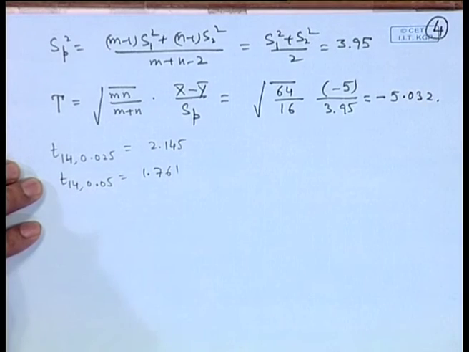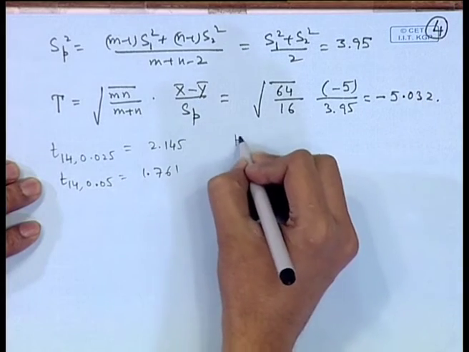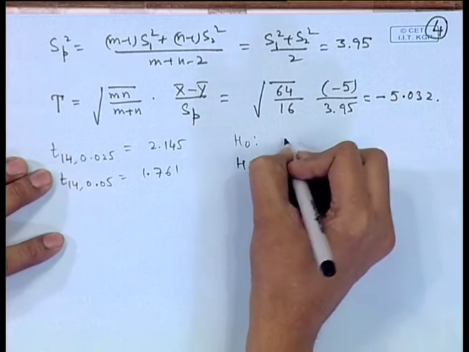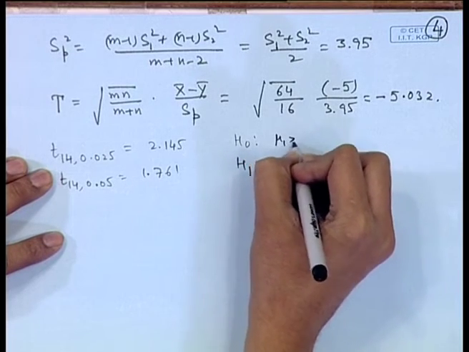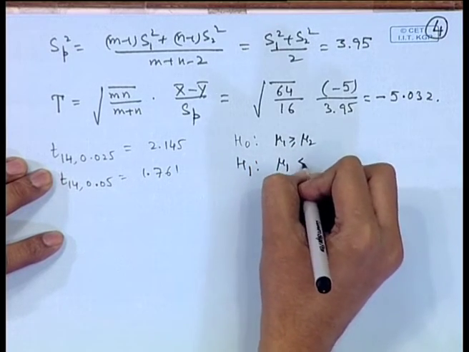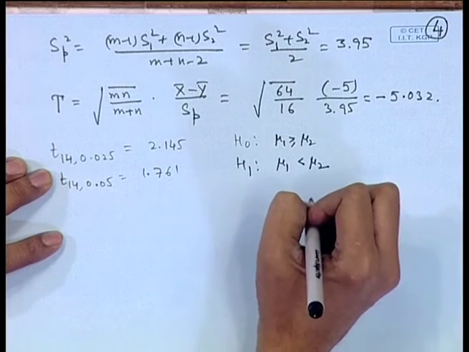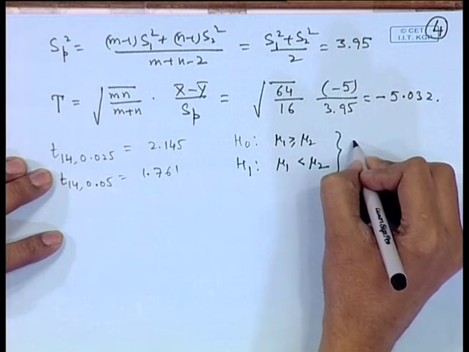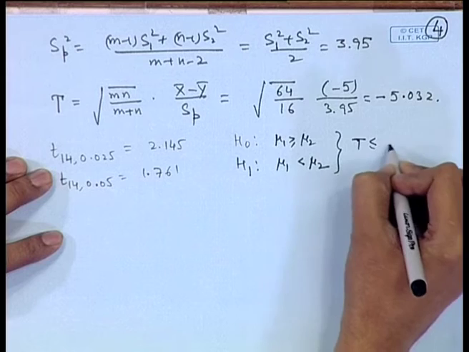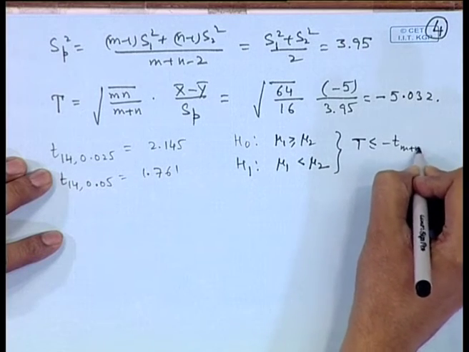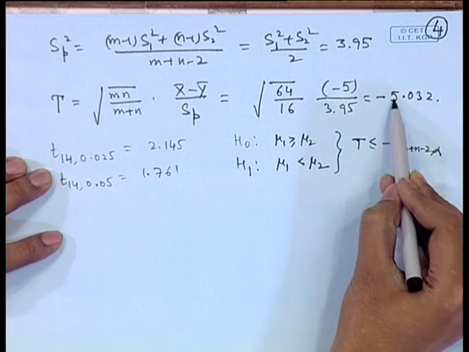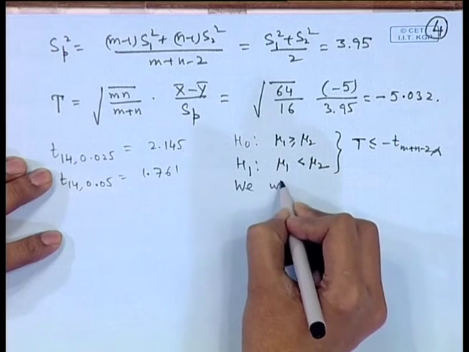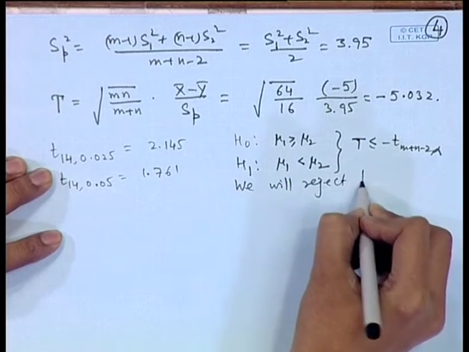If we are considering a test where our null and alternative are given like mu 1 is greater than or equal to mu 2 against mu 1 less than mu 2, then here our rejection region will be T is less than minus T_(m+n-2, alpha). Since minus 5 is smaller than minus 2 or minus 1, we will reject H naught.